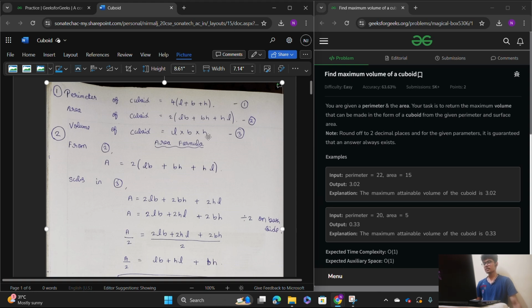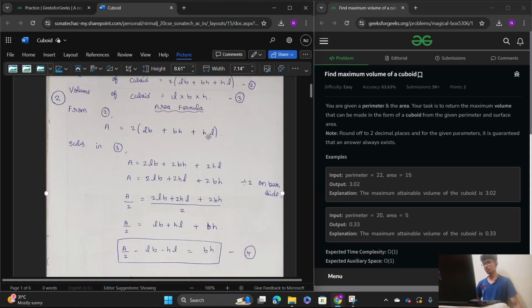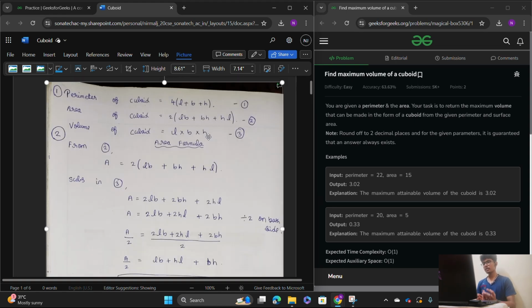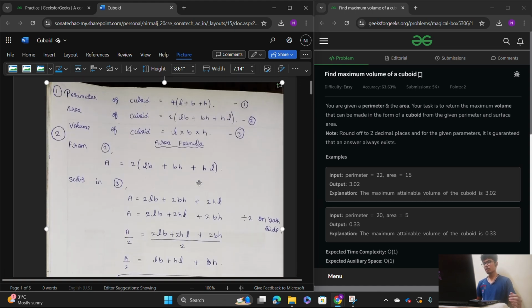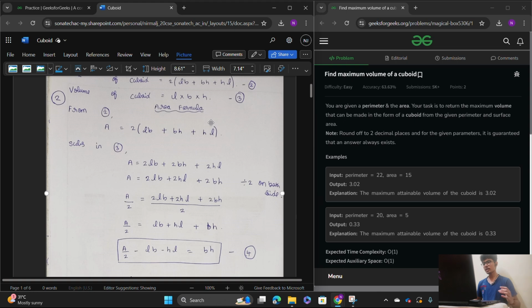For the second part, I'm going to find out the volume from the area formula. This area formula we know is 2 into (LB plus BH plus HL). Now what I'm going to do is keep the length as constant. Keeping the length as constant, I'm going to bring everything in terms of L.